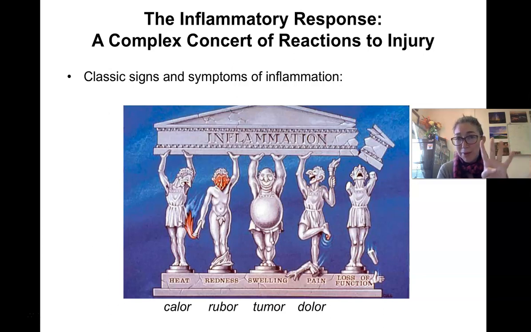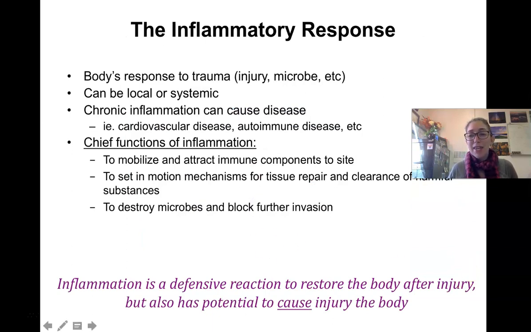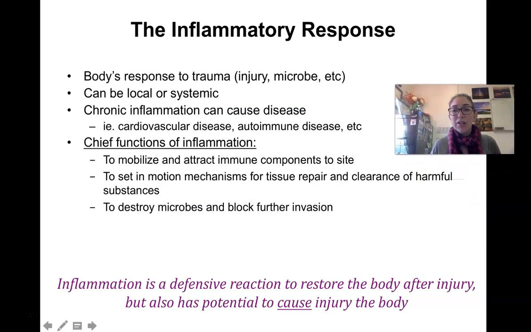The first 4 were identified in Latin from ancient Roman times: calor, rubor, tumor, and dolor, which stand for heat, redness, swelling, and pain. And then the 5th one that's sometimes used as well is loss of function. So generally, if your arm is painful and swollen, you also can't use it. But these first 4 are really the most important ones, the things we see: heat, redness, swelling, and pain. And those things are in response to trauma.